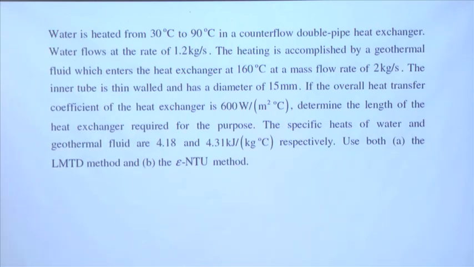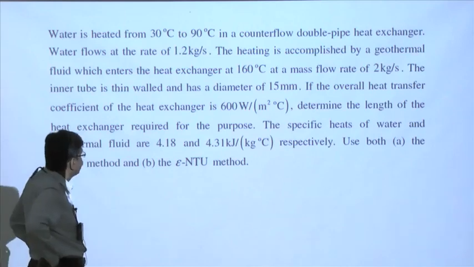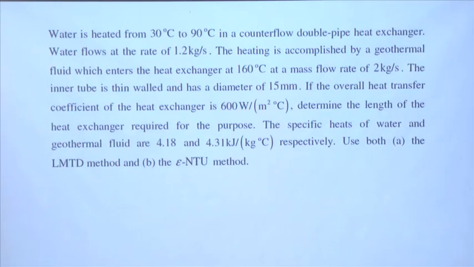Thin walled, this is an extra language. That means we neglect this wall resistance. It is not required because the overall heat transfer coefficient is given. If the overall heat transfer coefficient of the exchanger is 600 watt per meter square degree Celsius, determine the length of the heat exchanger required.